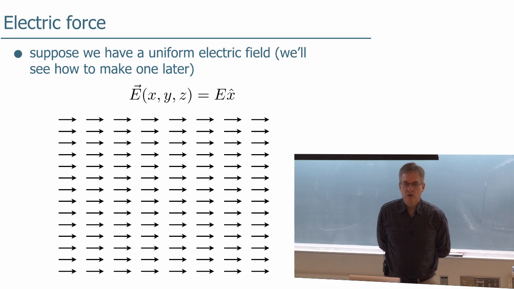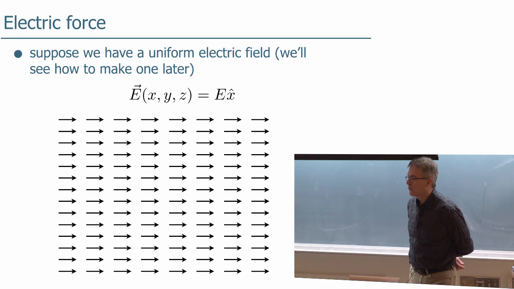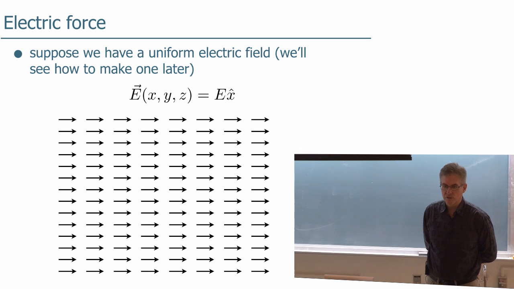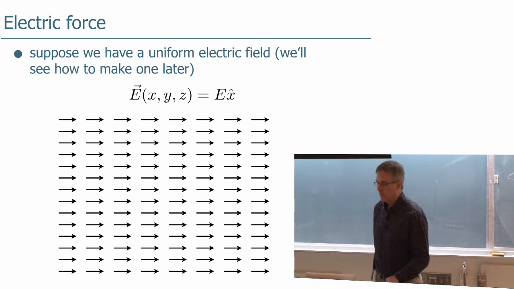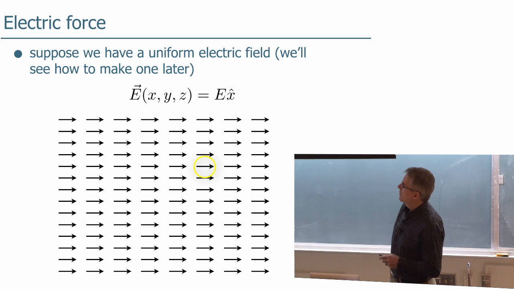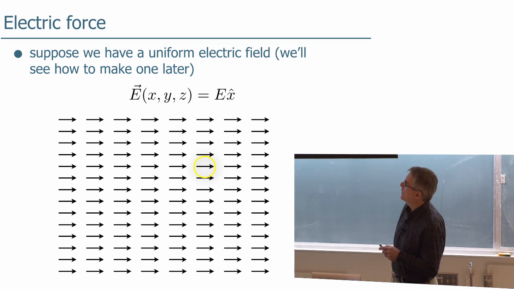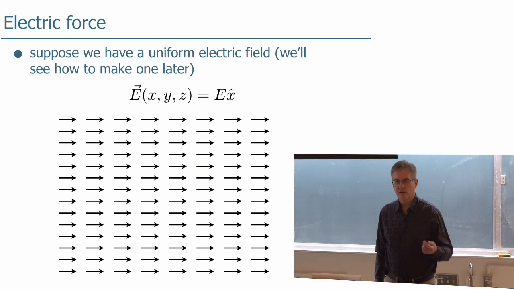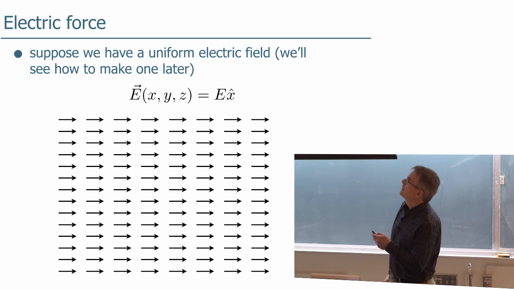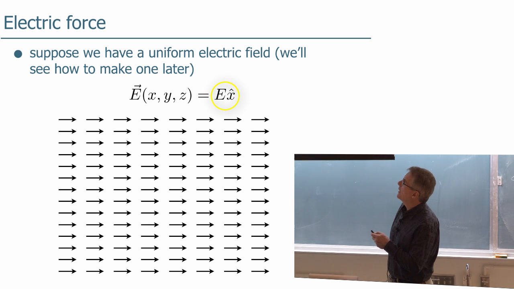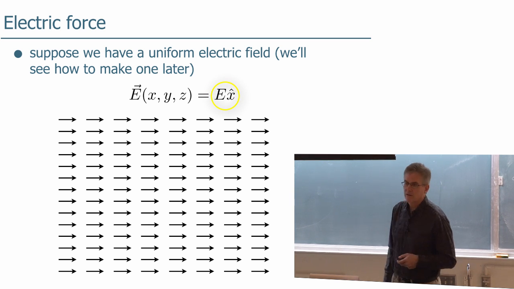Okay, so suppose we have what we will call a uniform electric field. Uniform just means it's the same everywhere, right? And we can represent that wherever you go, like here, there's a vector pointing to the right. And that is the value, we will say, of the electric field at that point x, y, z in space. In this case, our electric field vector function is very easily represented by E times the x hat direction.